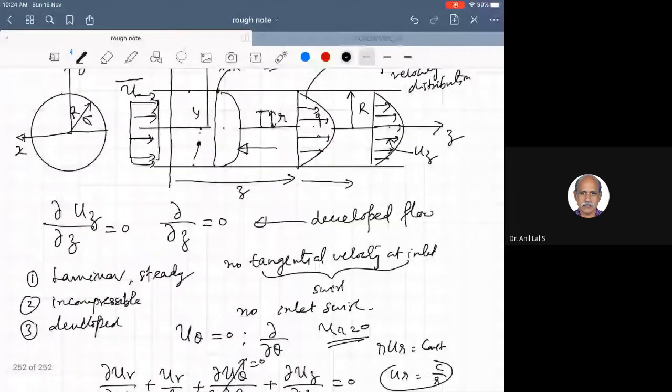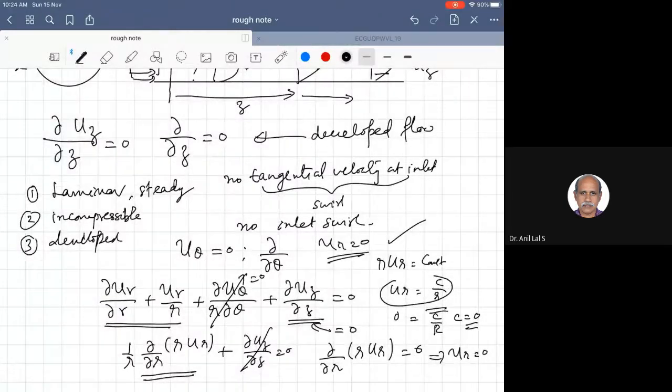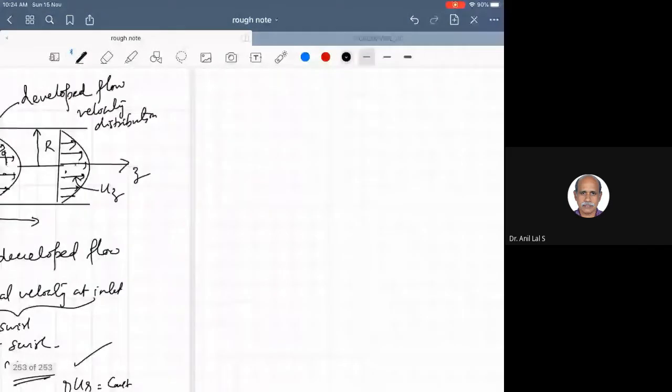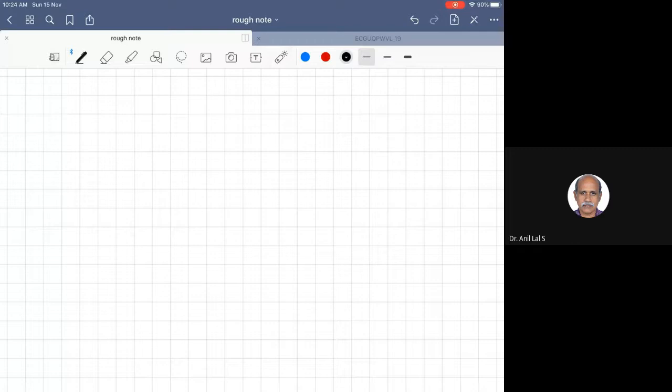Whereas in this region there will be a radial velocity, because there will be a radial velocity from outer radius to inner radius. So in the developing region there is a ur, but in the developed region ur is equal to 0. So with this information we can simplify the Navier-Stokes equation for the axial momentum equation.